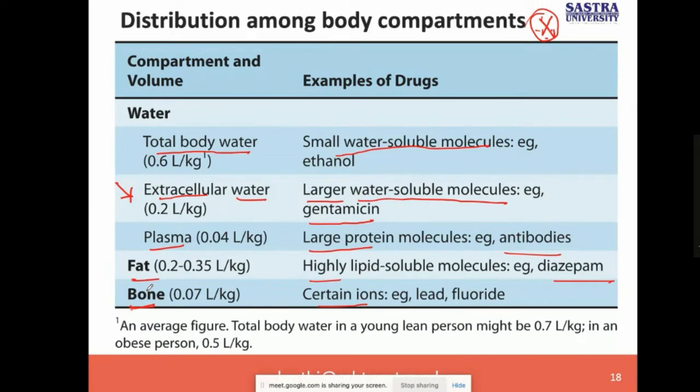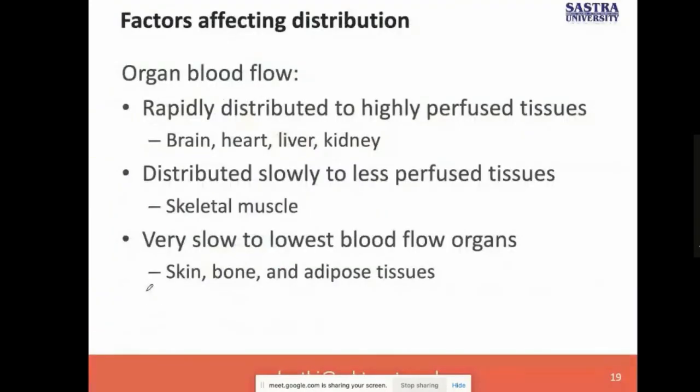Yes, sir. Just like the factors which affect absorption, we discussed the size of the molecule, concentration gradient, vascularity. What are the parameters we discussed?